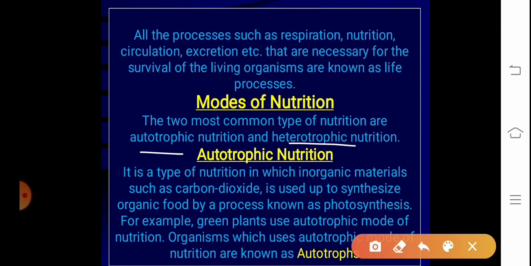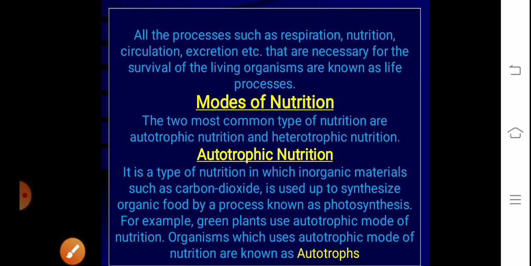Then what is the autotrophic mode of nutrition? Come on, you all know, right? Autotrophic nutrition is the mode of nutrition where the living organisms prepare their own food. Which kind of living organisms prepare their own food? You know, right? It is none other than the green plants. All the green plants have the capacity to prepare their own food. Hence we call them autotrophs, and the mode of nutrition which they follow, we call autotrophic mode of nutrition.